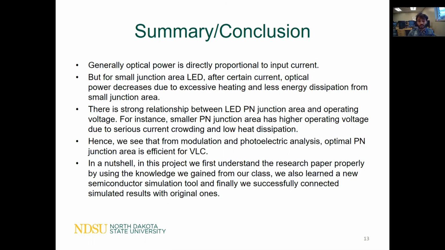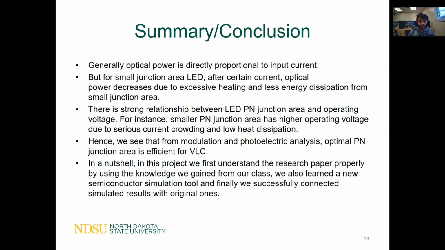And we also found that there is a strong relationship between LED PN junction area and operating voltage. We found that operating voltage for smaller PN junction area is higher and vice versa. Hence, from our analysis, we conclude that an optimal PN junction area is required for an efficient VLC system.